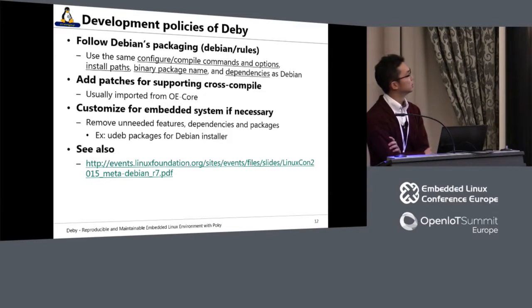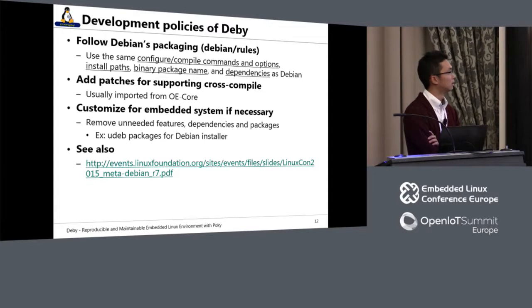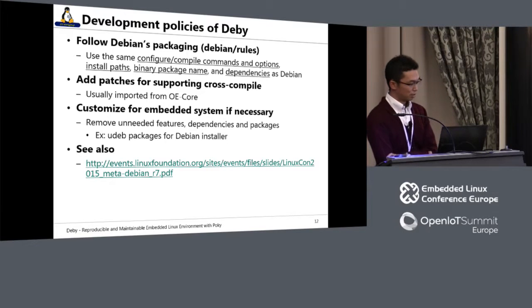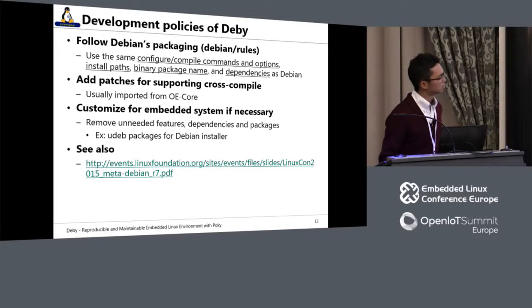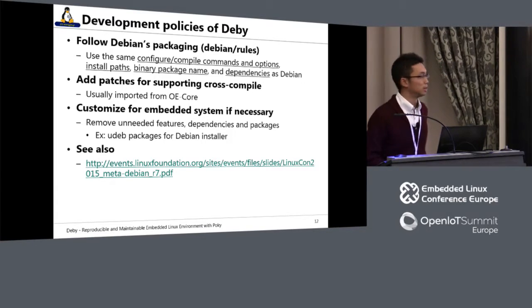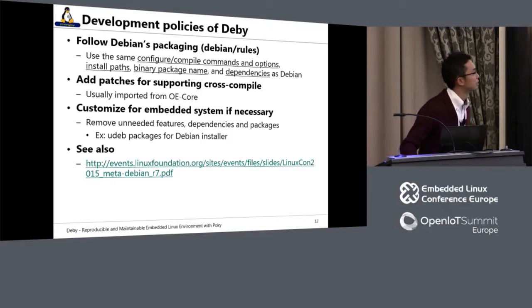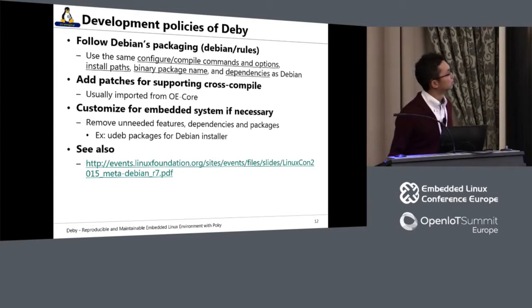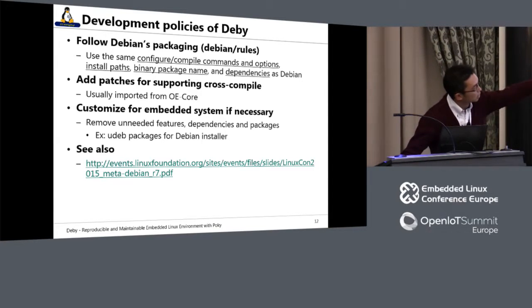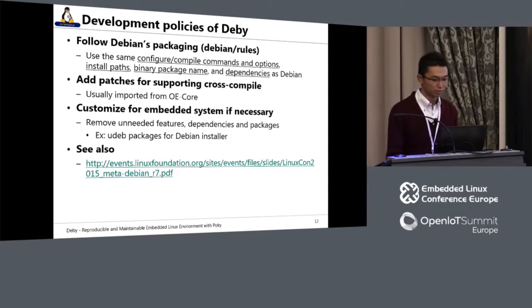And also, Debian is intended for not only embedded systems, but also desktop PCs and servers. So sometimes we customize some settings for the embedded system if necessary. For example, we remove unneeded features, unneeded dependencies and packages. For example, some packages generate UDEB packages, which are only for the Debian installers. In such cases, we need to take care about such packages. The details of this policy are written in my old slides, so if you want, please refer to this information.